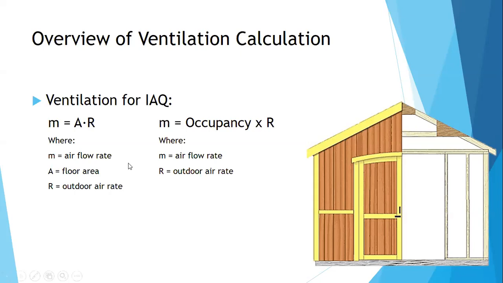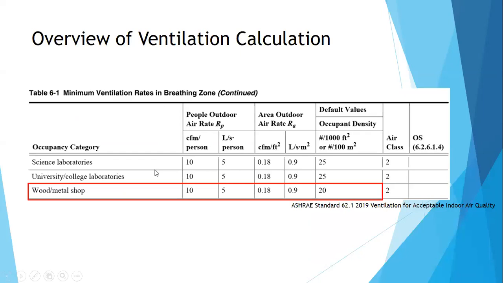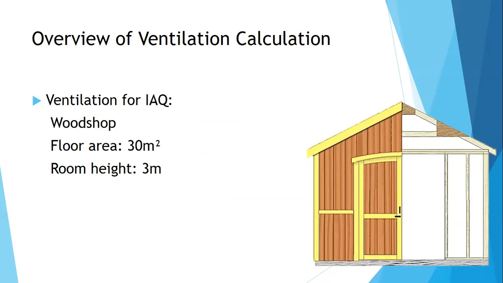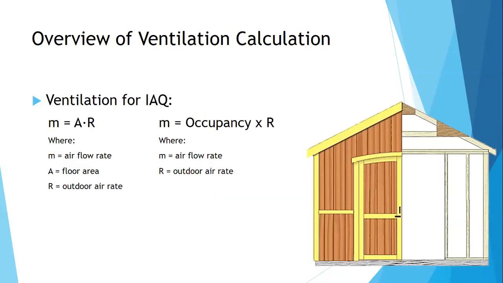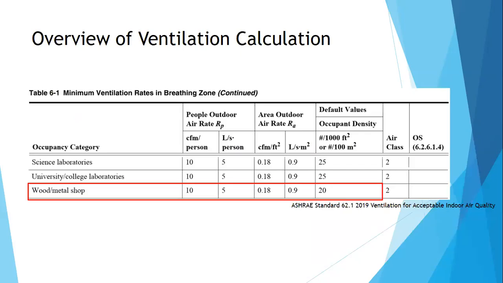To be able to determine how much fresh air is needed for a space, we usually use ASHRAE standard 62.1-2019, or the Ventilation for Acceptable Indoor Air Quality. Again, our example here is a wood shop. So going to Table 6.1 of ASHRAE standard 62.1, we can see the wood shop here.